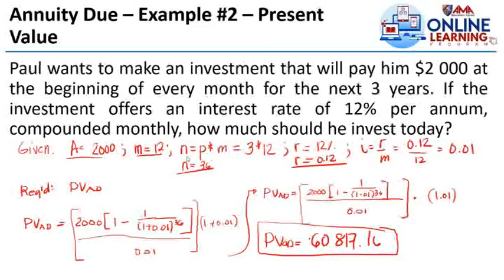So our N is equal to P times M. He wants to be paid $2,000 per month for the next 3 years. So the duration of the investment is 3 years. The life of the investment is P, which is 3, multiplied by M, which is 12 since it is compounded monthly. So 3 times 12 is 36. So 36 is the value of N.